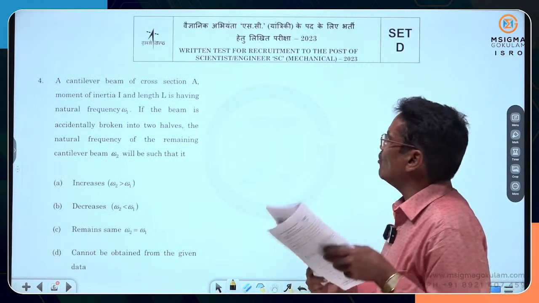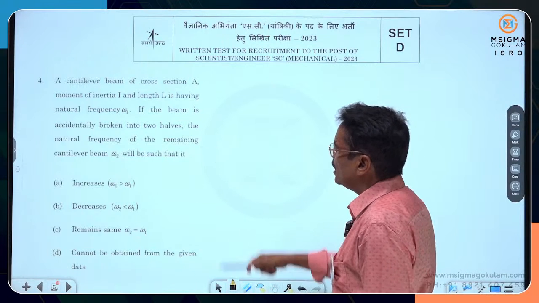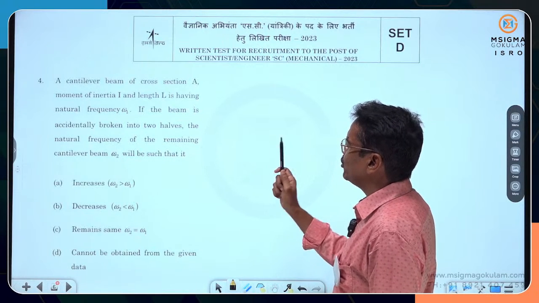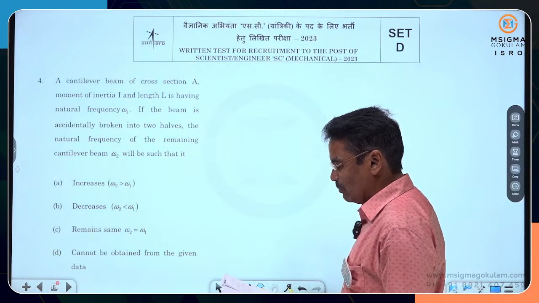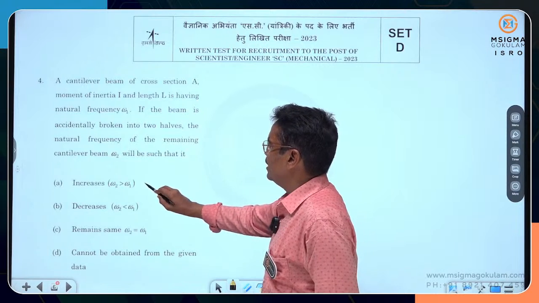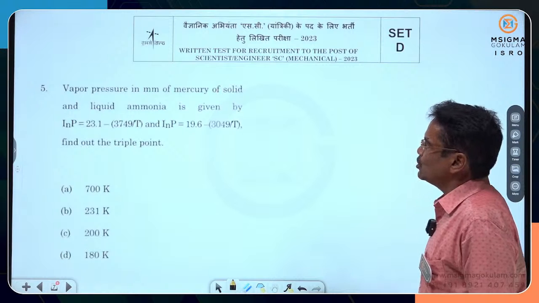Look at the fourth question. A cantilever beam of cross section A, moment of inertia I and length L is having a natural frequency W1. If the beam is accidentally broken into two halves, the natural frequency of the remaining cantilever beam W2 will be such that W2 will be greater than W1. The fifth question is given like this.